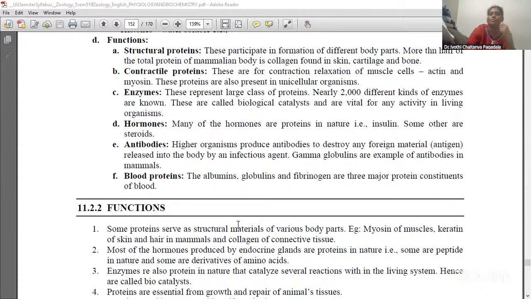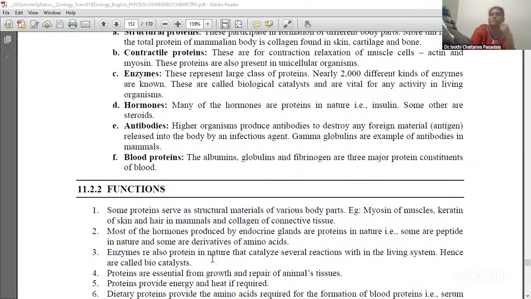Most of the hormones produced by the endocrine glands are protein in nature, some are peptides in nature, and some are derivatives of the amino acids. And enzymes are also protein in nature that catalyze many reactions in the living system. Hence, this is also called a biocatalyst.